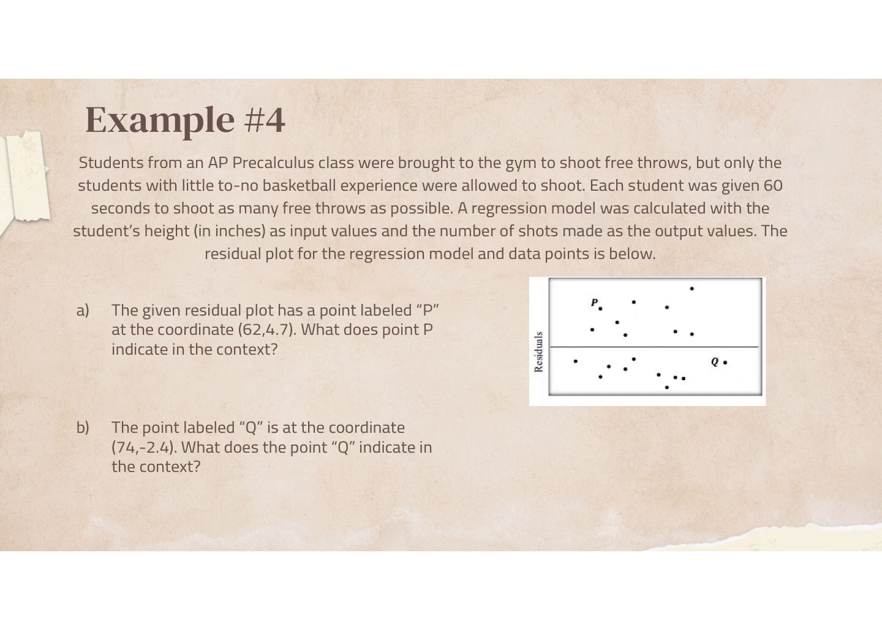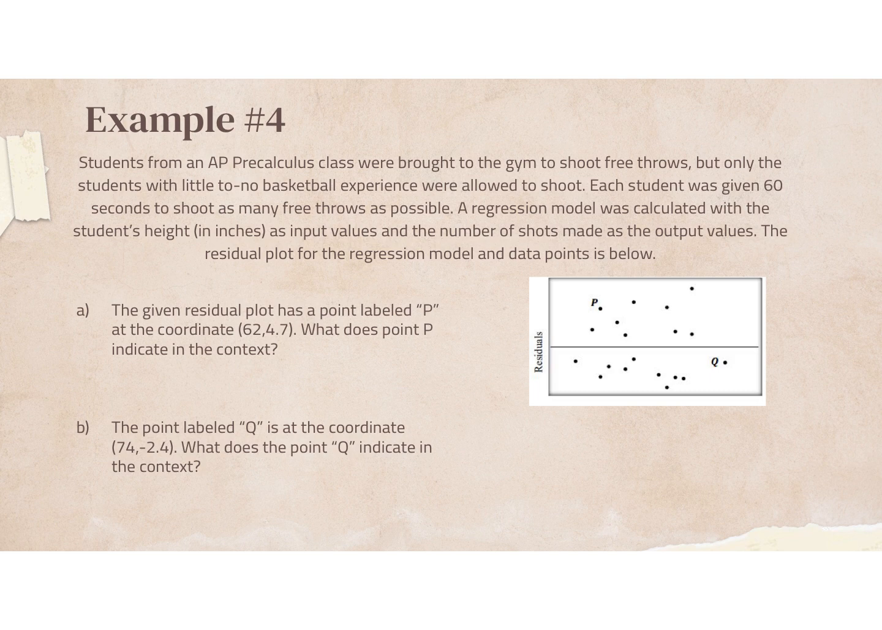Here's our last example for this lesson. It says students from an AP pre-calculus class were brought to the gym to shoot free throws, but only the students with little to no basketball experience were allowed to shoot. Each student was given 60 seconds to shoot as many free throws as possible. A regression model was calculated with the student's height in inches as input values and the number of shots made as output values. The residual plot for the regression model and the data points is below.